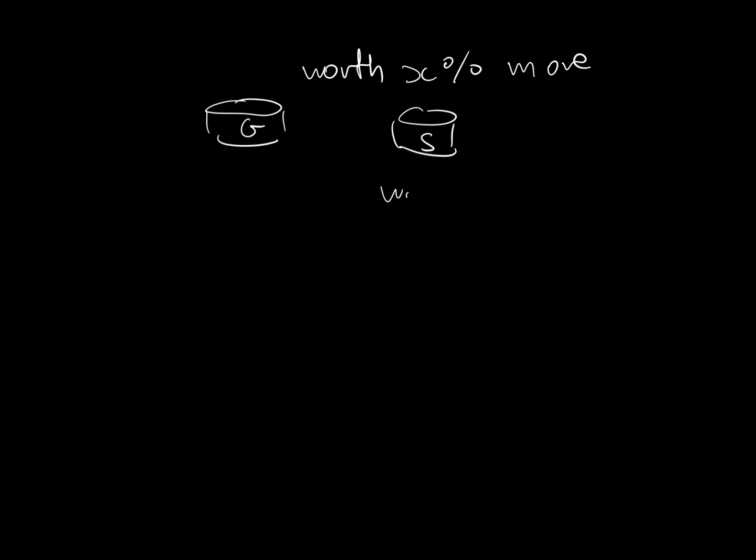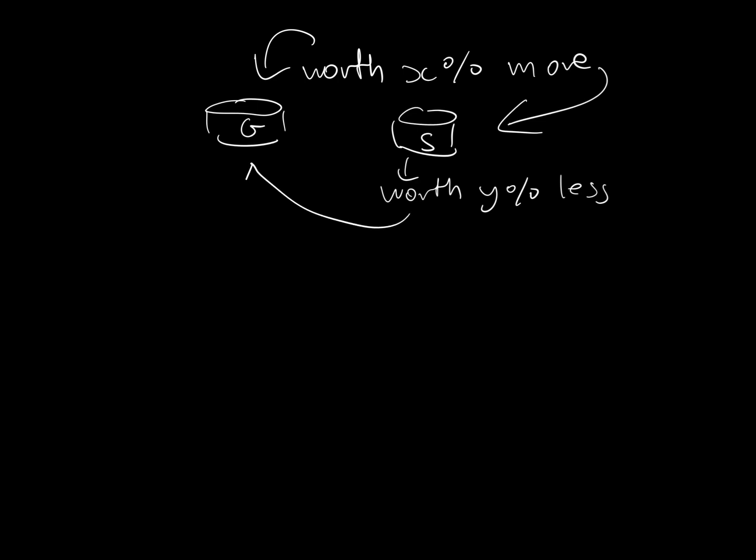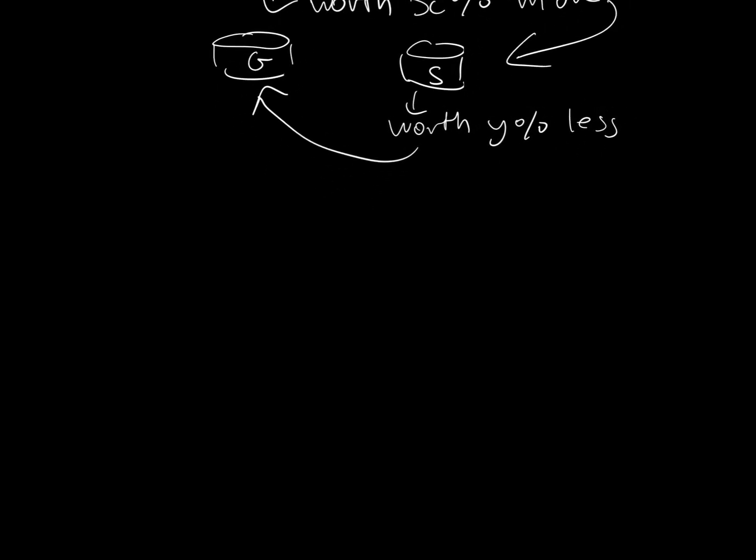A gold coin is worth X% more than a silver coin. So this is gold and this is silver. Then a silver coin is worth Y% less than a gold coin. Both X and Y are positive integers. How many possible values for X are there? Okay.